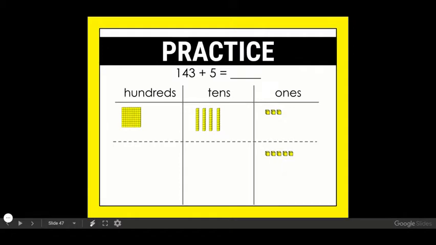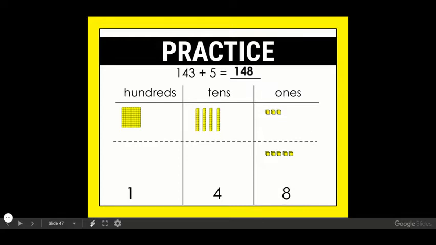So now let's start by adding together all of our ones. So go ahead and count with me. 1, 2, 3, 4, 5, 6, 7, 8. So our answer will have 8 ones. Now let's look at our tens. I only have them from the first addend, so I have 4 tens. And same with hundreds. So my answer is 148. 143 plus 5, the sum is 148.